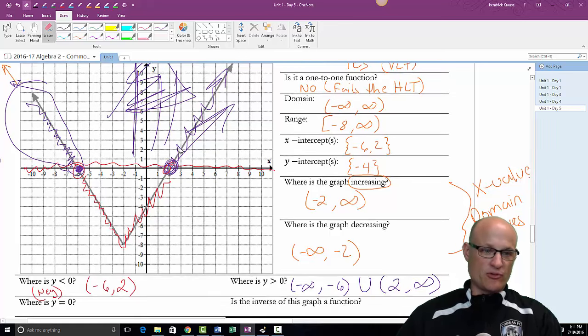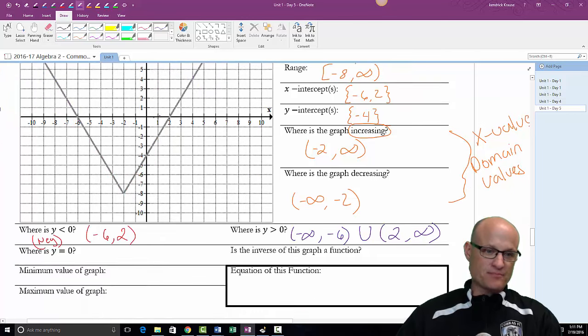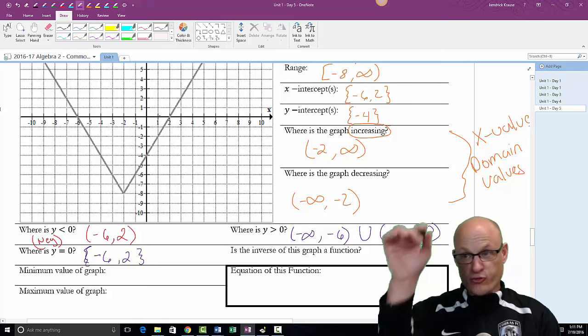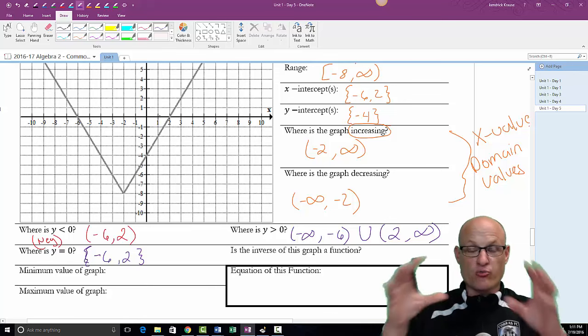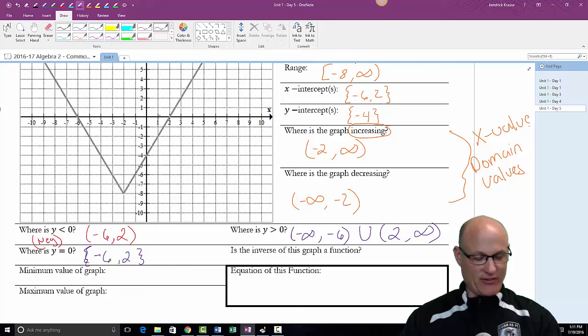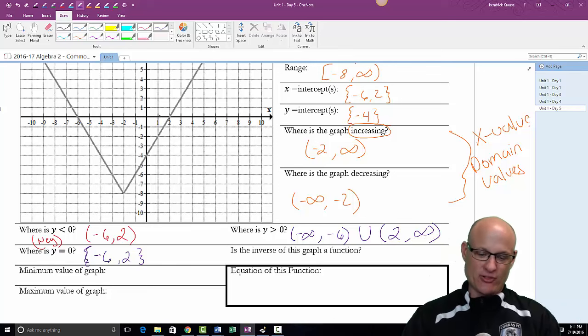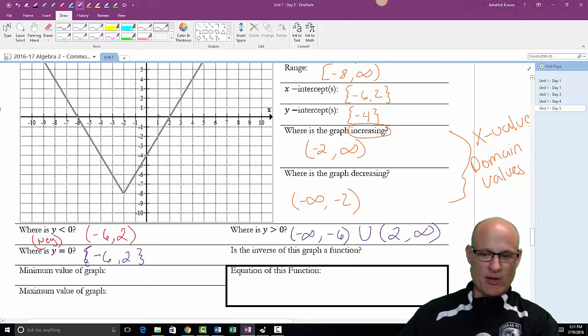The next question says, where does it equal 0? Where does Y equal 0? Well, that's the same as asking where the X-intercepts are. So that's at -6 and 2. Notice this is curly brackets. You can't use square brackets or parentheses because those represent interval notation, which means a continuous list. Set notation just means -6 and 2. Understand the difference. All right, I got to stop and I'll be right back.